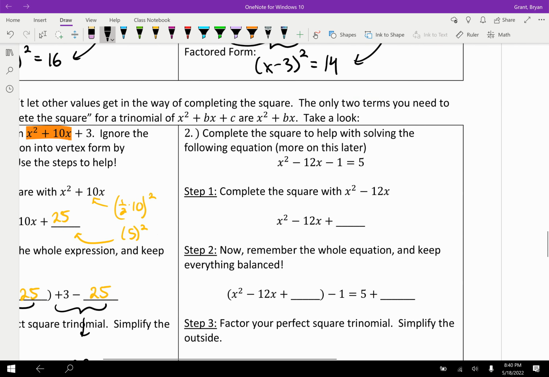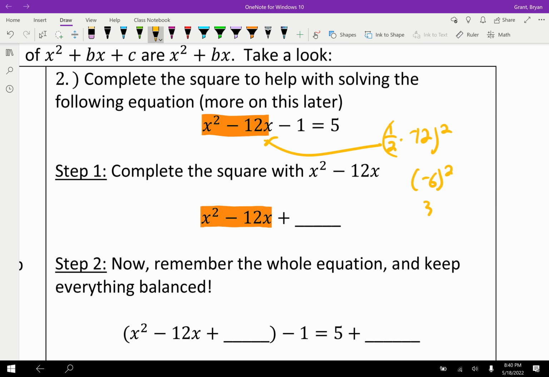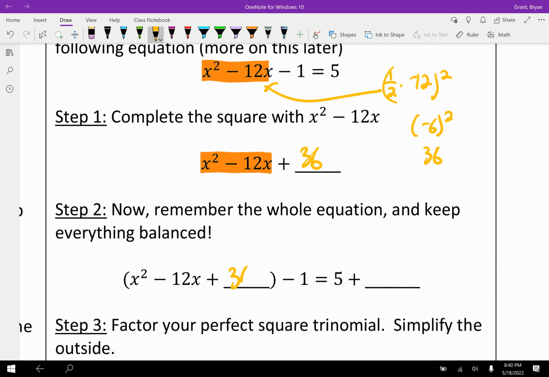Want to look at one more? X squared minus 12x minus 1 equals 5. All right, so we're just going to focus on completing the square first. X squared minus 12x. We need to do, of course, half of negative 12 and then square that. That gives me negative 6 squared, which is, of course, 36. Now we have a perfect square trinomial, x squared minus 12x plus 36.